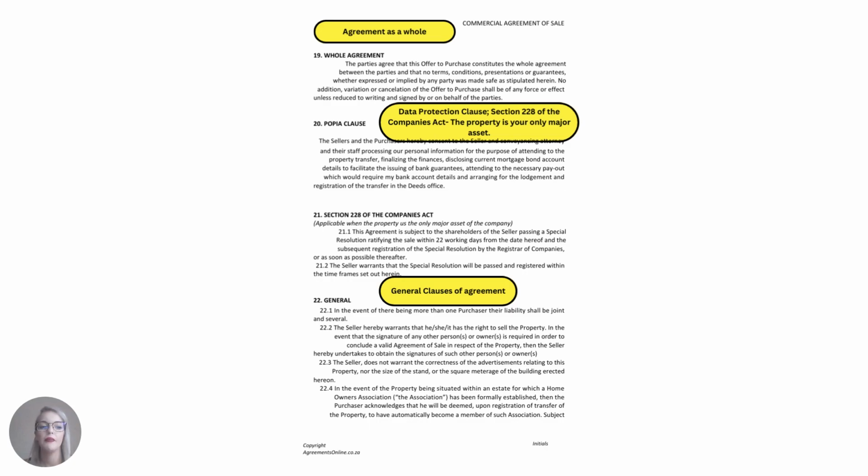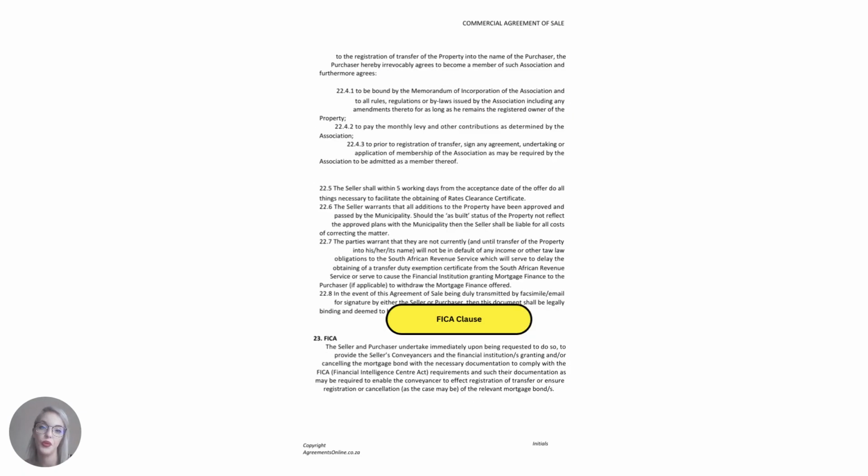The agreement also makes mention of the agreement as a whole, as well as the POPI clause. The POPI clause is for data protection purposes, and that gives you consent to have the buyer's information and sets out how that will be used and protected. The agreement then makes mention of Section 228 of the Companies Act, and that is if the property is the only major asset of the company, and then just sets out some general clauses within the purchase agreement.